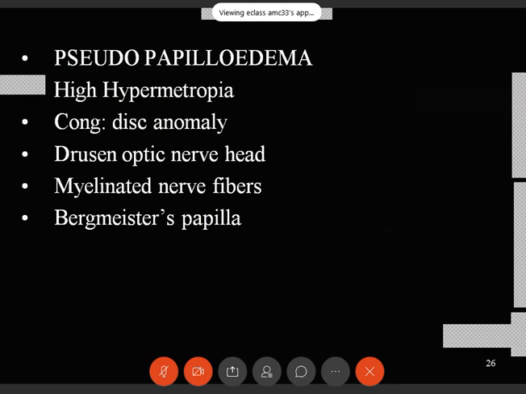Other causes: pseudopapilledema, high hypermetropia, congenital disc anomalies, lucent optic nerve head, myelinated nerve fibers, Weiss's papillae. Pseudopapilledema, high hypermetropia, congenital disc anomaly. Other causes: lucent optic nerve head, myelinated nerve fibers.